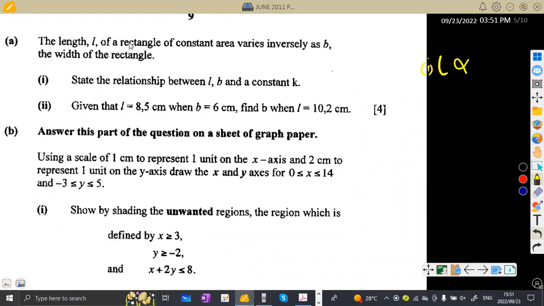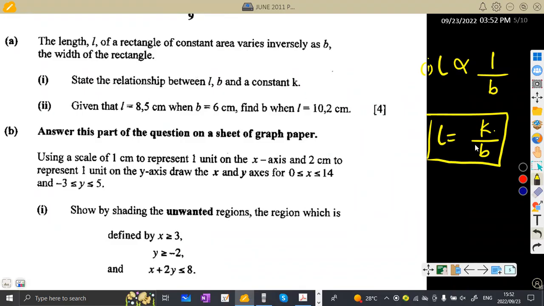So we are given that the area of a rectangle is constant, and it varies inversely as B. So that is 1 over B, like this. So that means our L is going to be K over B. This K is actually the area, if you have to cross-check; that is what it means. Anyways, this was the question: to write L in terms of B and a constant K.